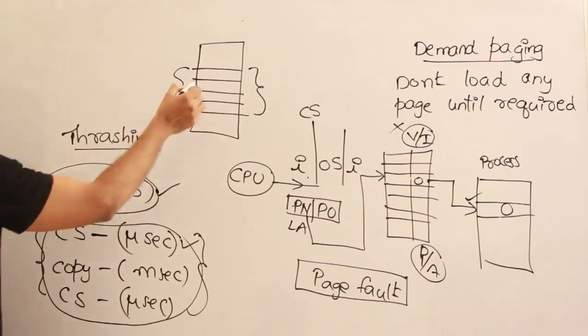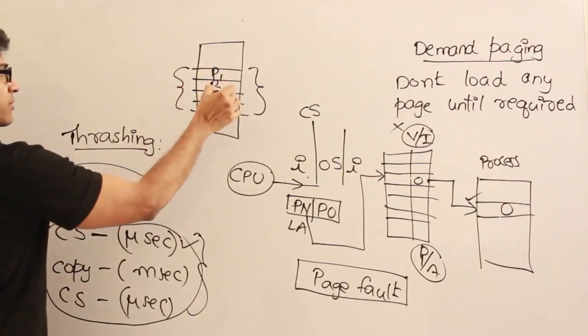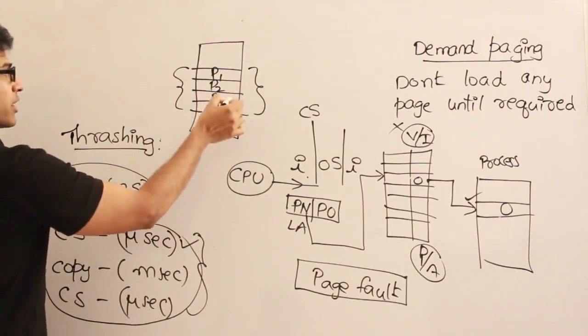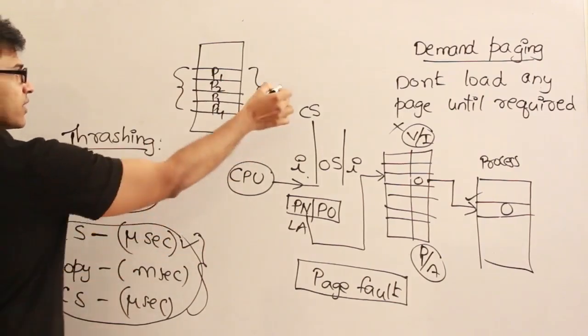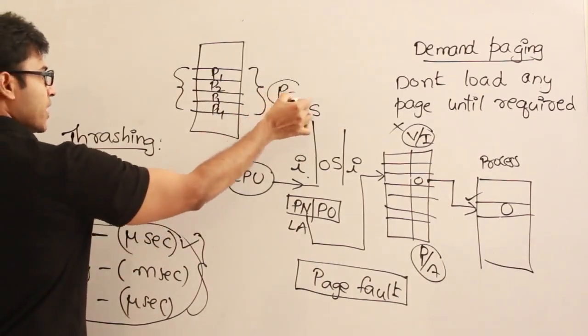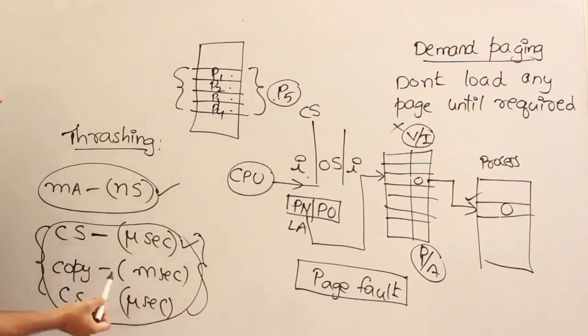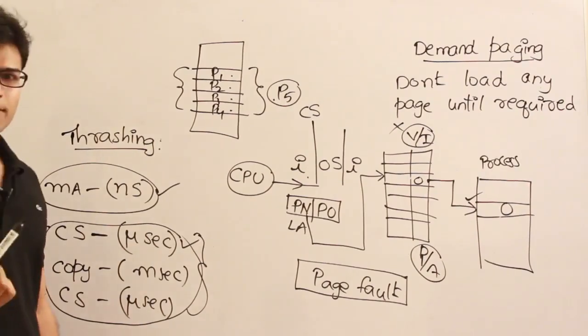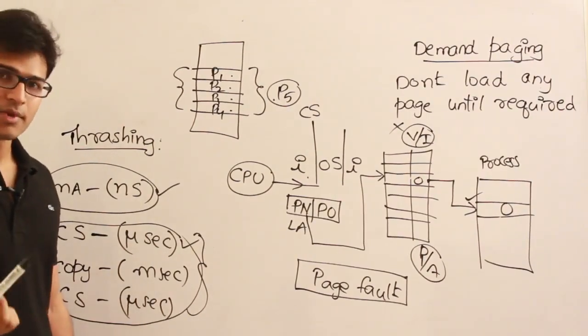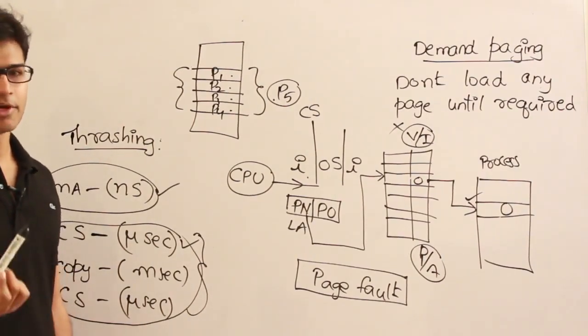Anyway, what happens is, when the page numbers P1, P2, P3, P4 are already present in the frames, and now I want page number 5, then one of them has to be replaced with the new page, right? That is called page replacement. For that we have algorithms. If we could use better page replacement algorithms, then maybe we could reduce the page fault rate.